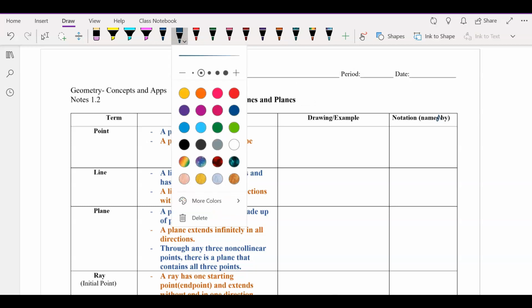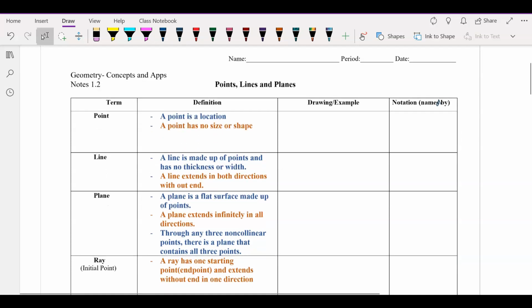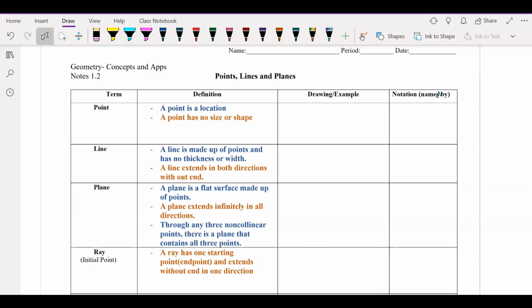Okay, so a point. I went ahead and I filled in the definitions for you. So a point is a location. It has no size or shape. A point is exactly what you think it is. So point A is what you'll see it as. And the notation, so that's meaning like if you were reading a sentence, how would you see it? You would write point A.